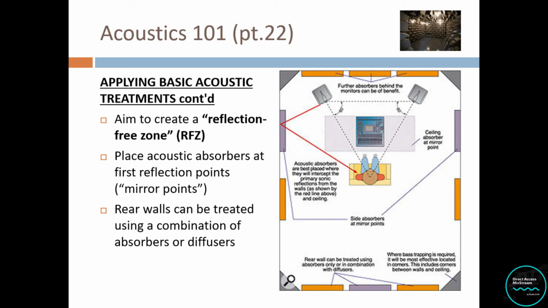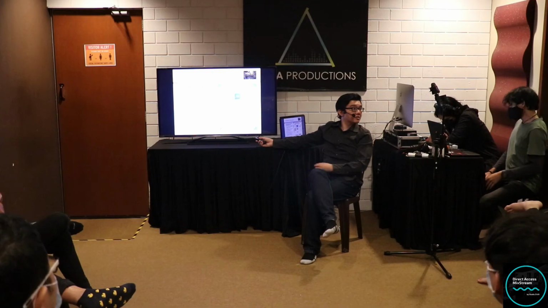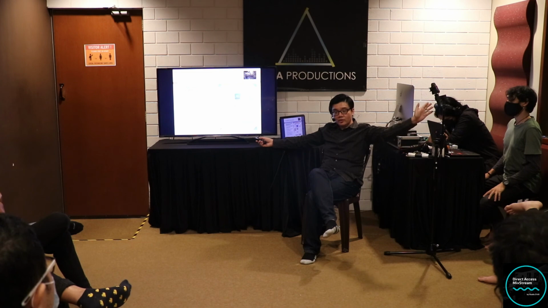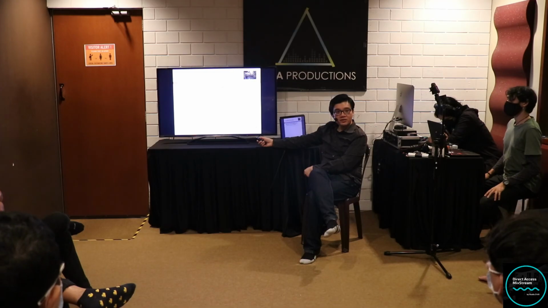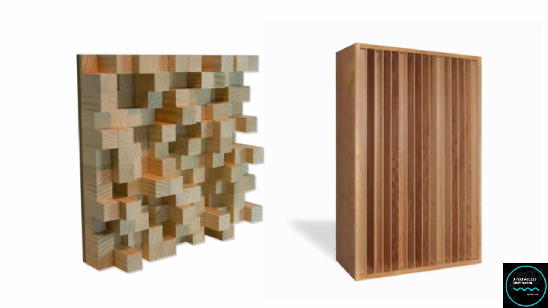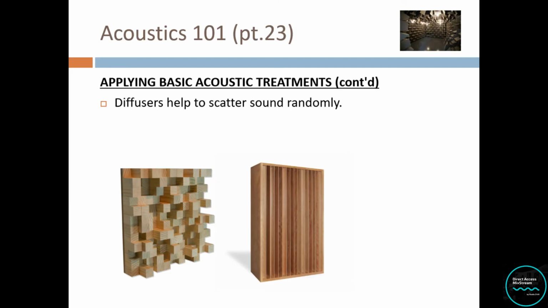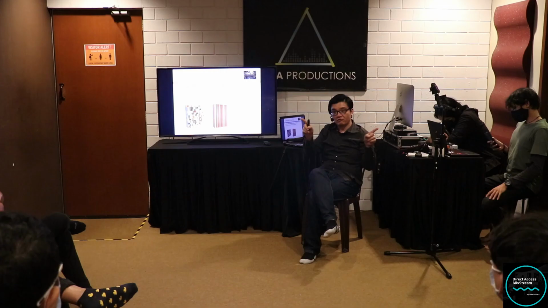So rear walls can be treated with a combination of either absorbers or diffusers. In a small room like this, mostly we want to use absorbers. So what are diffusers? Okay, let's take a look. You've seen these? These are different types of diffusers. What diffusers do is help to scatter the sound randomly.